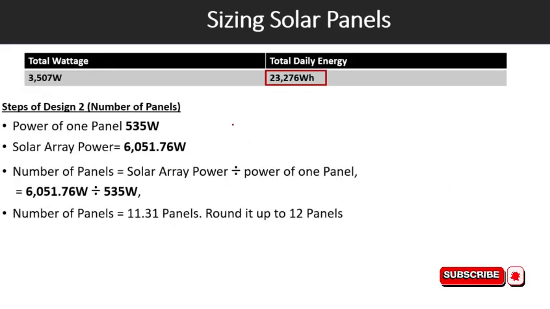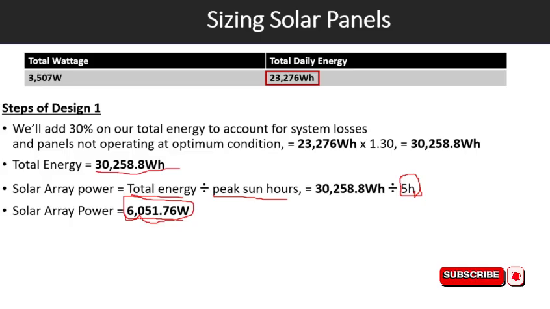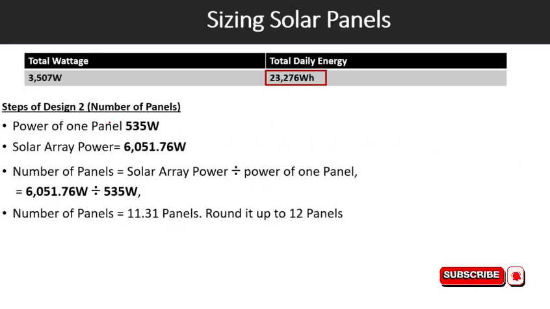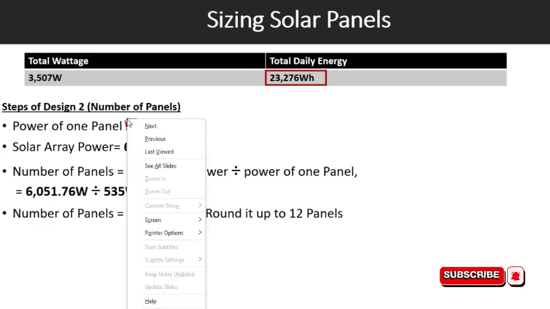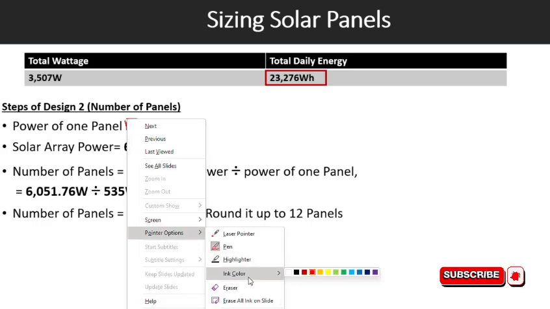And the next step is calculating how many solar panels. Now, how many solar panels will give us this 6,051.76 watts? In order to do that, we will need the power of our panels. That's the panels that we choose for our design.